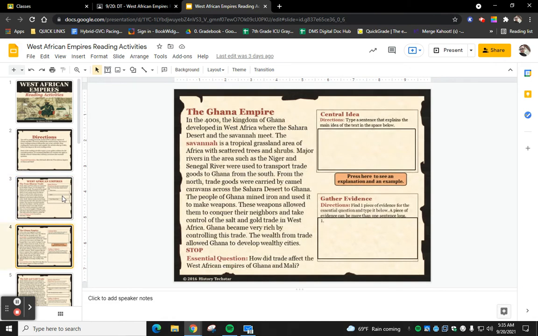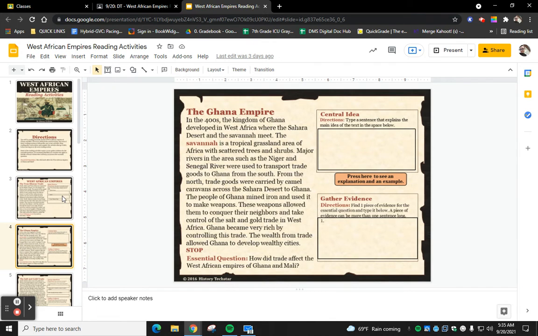Now for the Ghana Empire, in the 400s, the Kingdom of Ghana developed in West Africa where the Sahara Desert and the Savannah meet. The savanna is a tropical grassland area of Africa with scattered trees and shrubs. Major rivers in the area, such as the Niger and Senegal rivers, were used to transport trade goods from Ghana from the south. From the north, trade goods were carried by camel caravans across the Sahara Desert to Ghana.